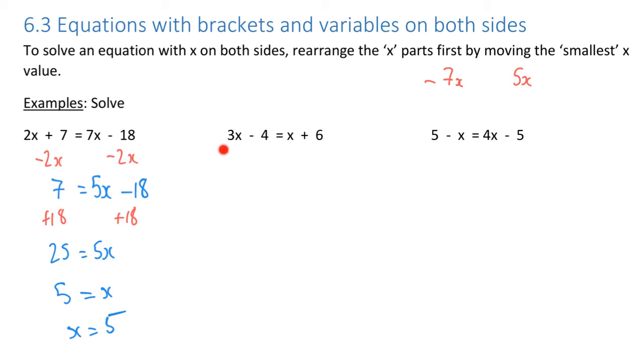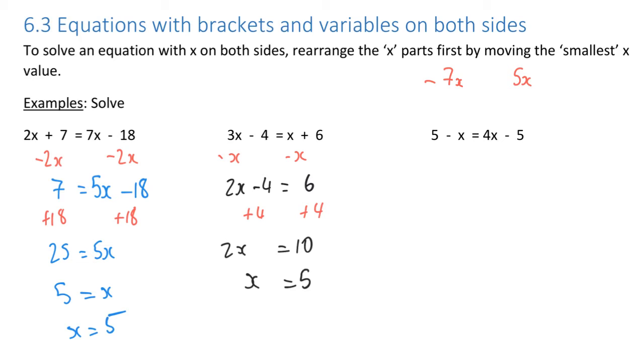In the second example, we've got a 3x and a 1x. So 1x is the smallest number, so we need to get rid of that. So we subtract an x from both sides. And 3x minus 4 take away x is 2x take away 4, and that's going to equal 6. We need to add 4 to both sides, and that will leave us with 2x equals 10. And then dividing through by 2, we get x equals 5.